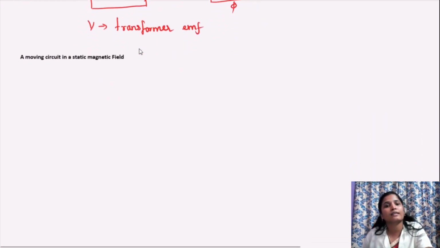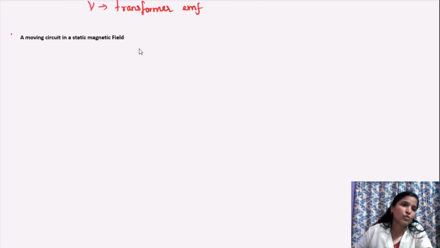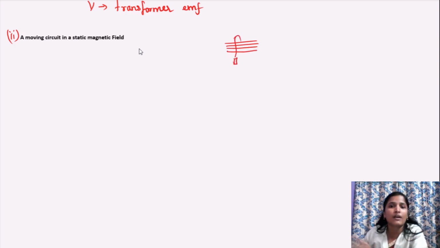Okay, now let's see the second case. The second case is a moving conductor or circuit in a static magnetic field. That means in a static magnetic field that is not varying with time, we are going to move a circuit. So the magnetic flux lines are as they are. Assume this is a conductor and it is moving across, crossing or cutting the flux lines. What happens? Let us draw it with a diagram.